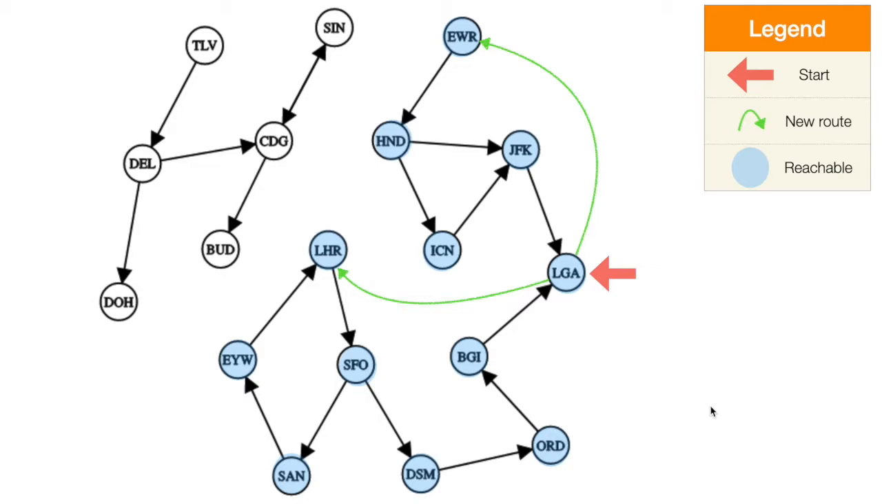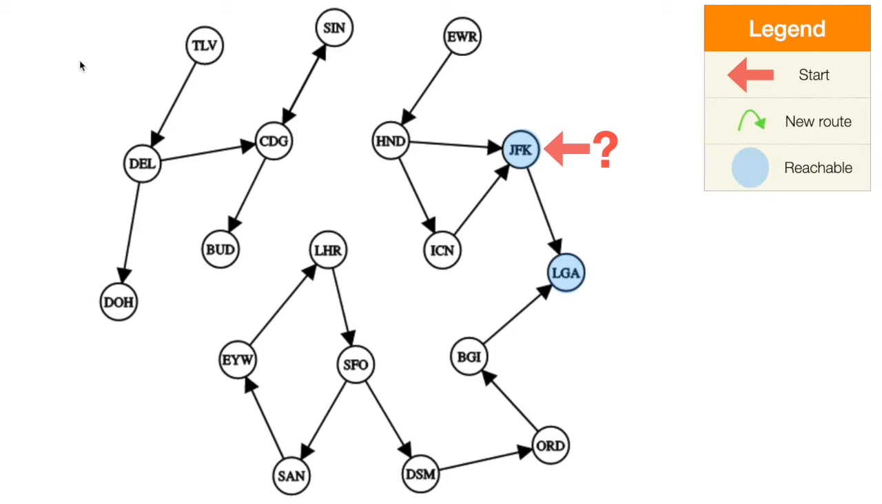If we added a new route to AWR, then we can reach all this other group. And if we added TLV, then we can reach all this other group. Then we have reached the entire world of this graph. The challenge is, given any starting point, how many routes we need to add to reach the entire graph.